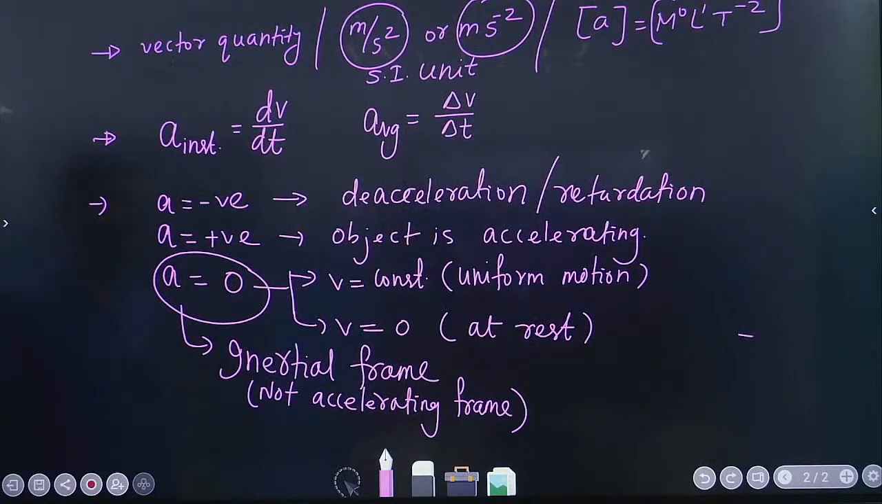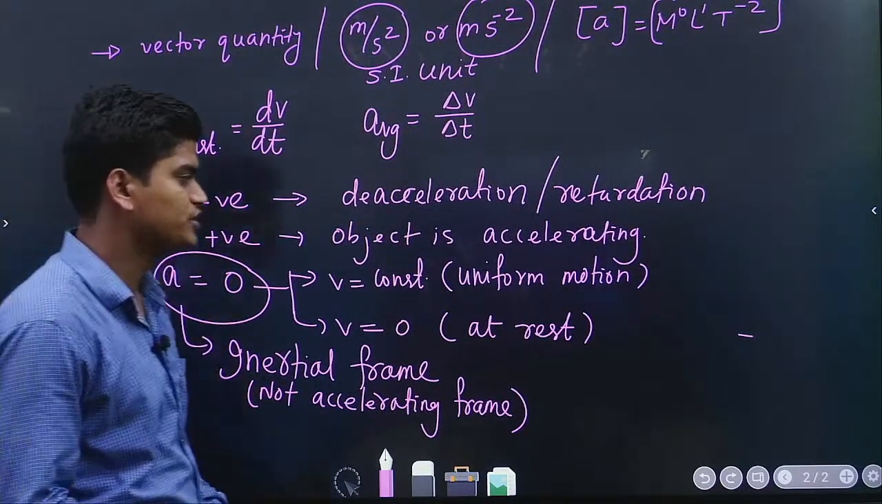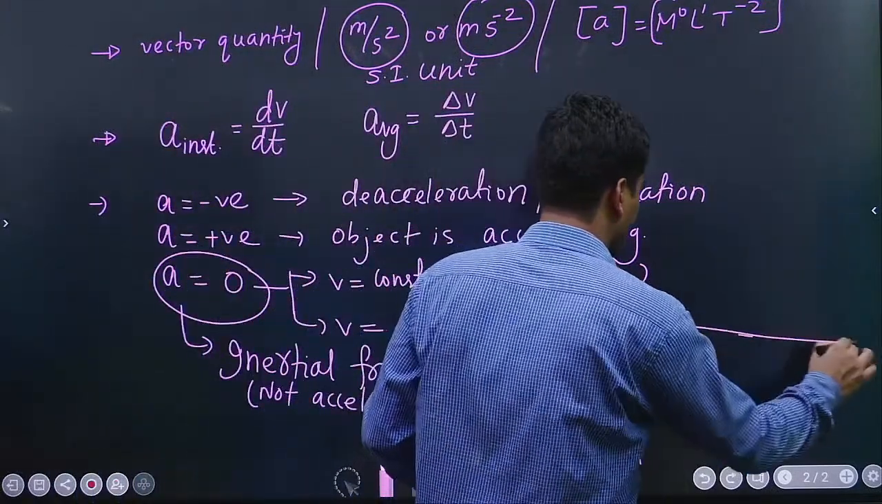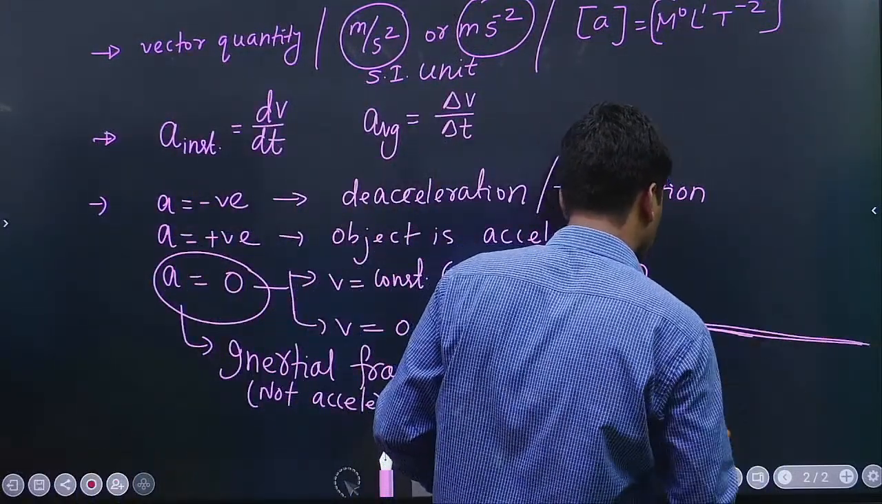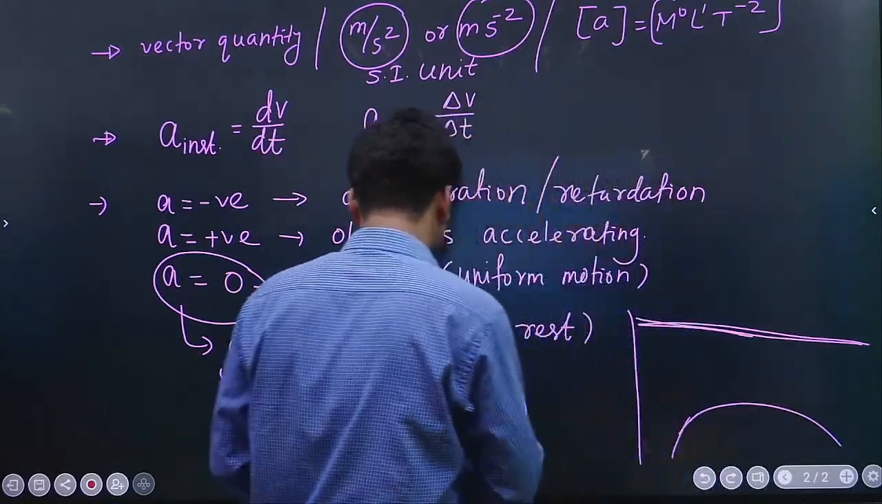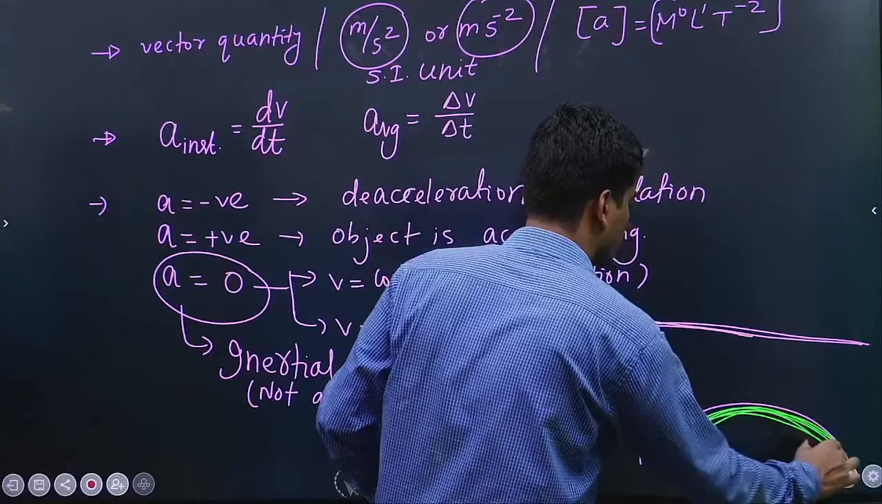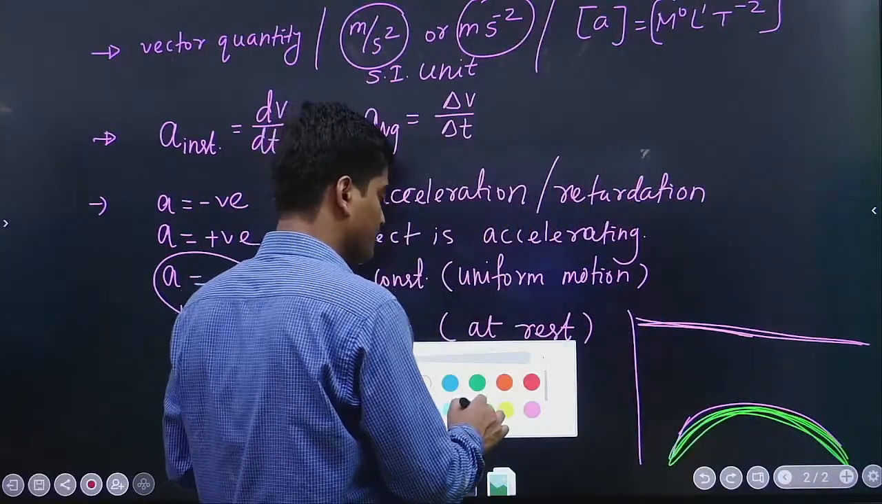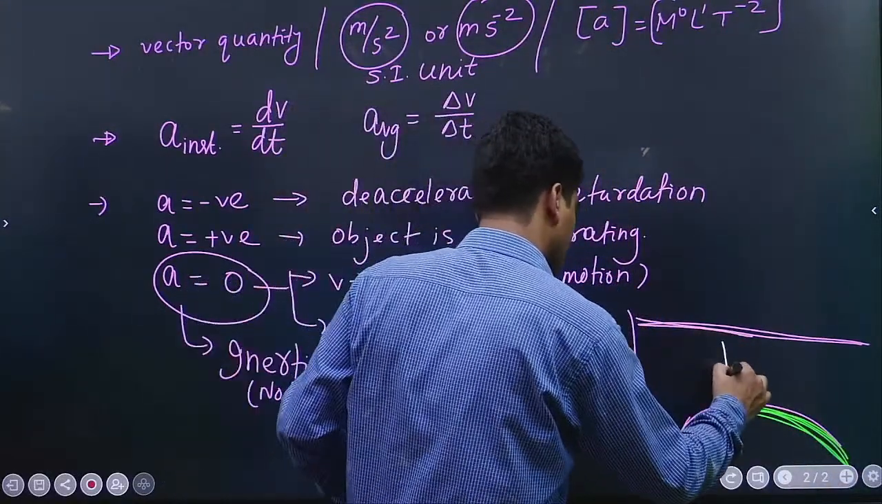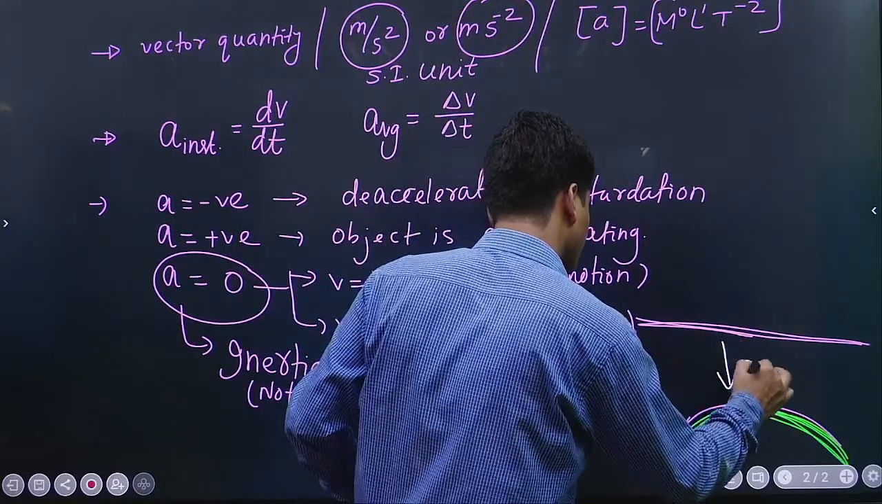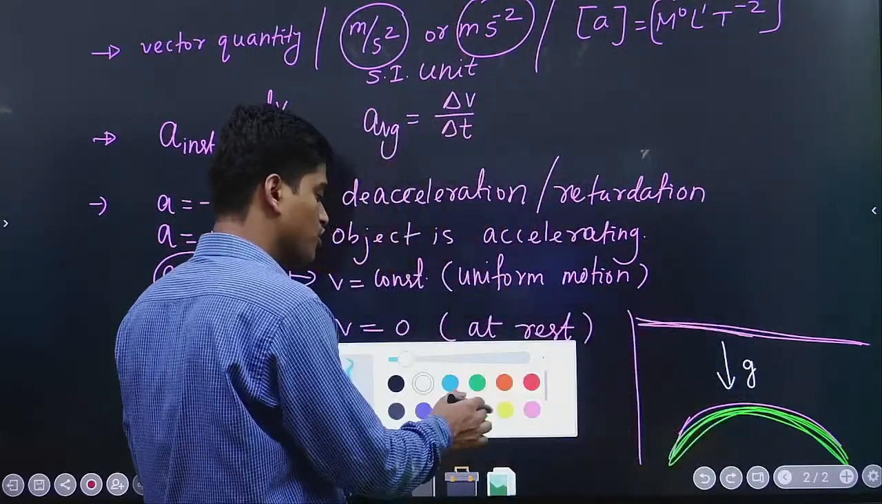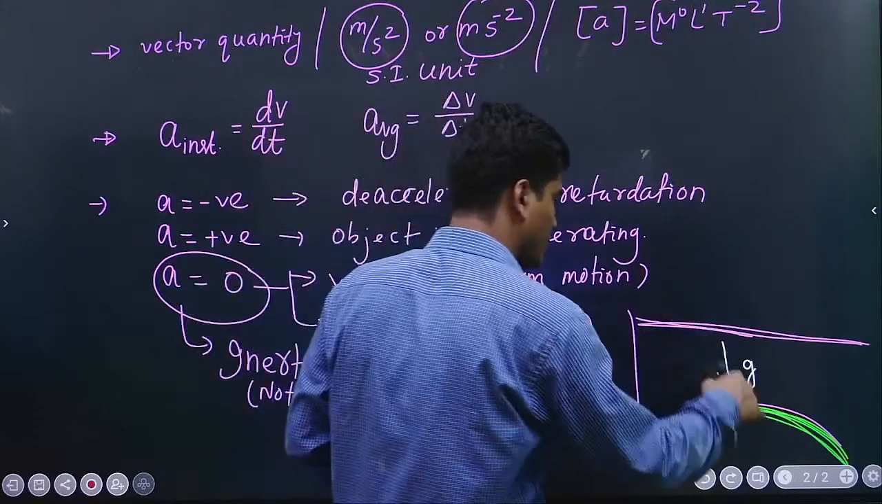So this is about your acceleration. Now we'll go to the kinematic equations. After that we'll understand some uses of acceleration there. And remember here, when we talk about the earth surface, what acceleration do we take? Here we take g, which is vertically downward. For each and every point on the earth surface, we take it vertically downward.